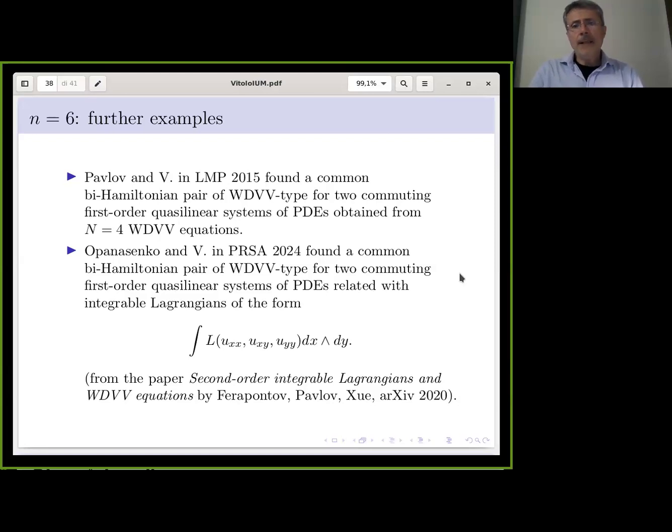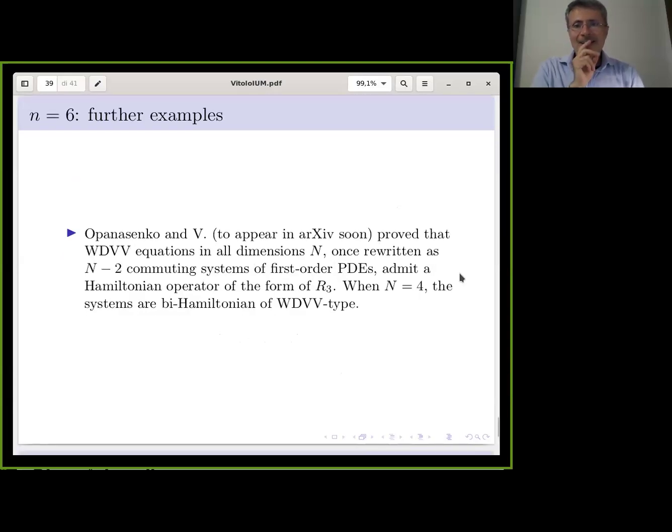It is on arXiv. So we have been able to find a common Bi-Hamiltonian pair, again in 6 components, for two commuting first-order quasi-linear systems, the same Bi-Hamiltonian pair.